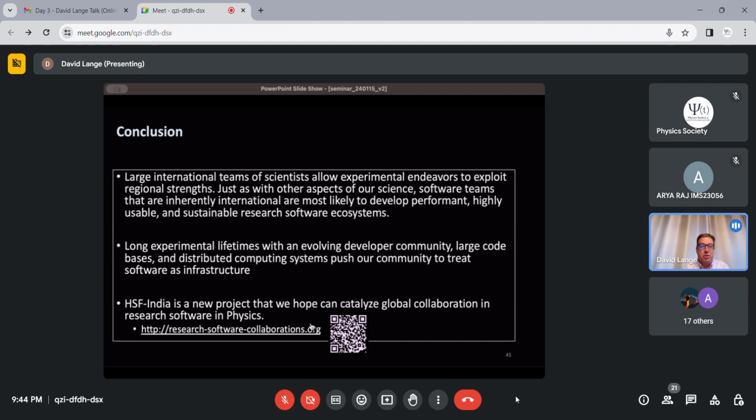And we think there's a big long-term payoff there, that by getting to that point, we'll have very sustainable software, and that we'll be able to deal with the fact that we have very long experimental lifetimes, where the developer community is changing, they have large code bases, and they rely on an evolving distributed computing system that I think is pretty unique to particle physics in our community. And I think it's a very interesting challenge.